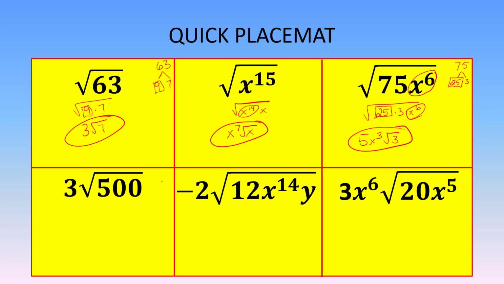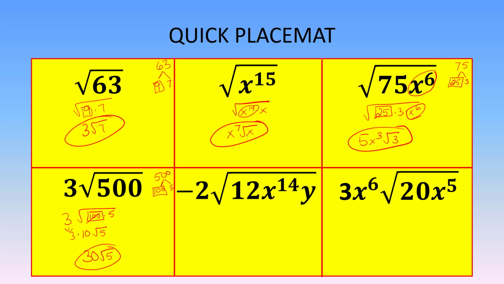3 root 500. Well, the only thing in there is a number, so let's find its factors. And it is a multiple of 100, which is a perfect square. So 100 times 5. So we have 3 times root 100 times 5, where 100 is a perfect square. We will simplify the radical first. So the square root of 100 is 10 root 5, and we're going to drop down whatever was in front and multiply it to our radical. So times 3. 3 times 10 is 30 root 5.